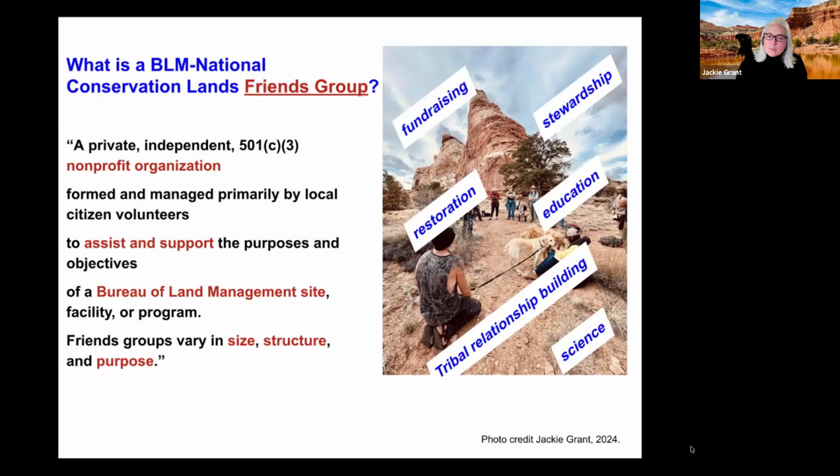And what do we do? On the picture on the right, you can see we fundraise for the monument. We do stewardship activities, so we bring volunteers out to clean up trash. We do restoration by taking down invasive plants in the desert to help the rivers flow more freely. We do educational outreach programs. We work with all the tribes that have a connection to the Grand Staircase, and we do science and research. Next slide, please.